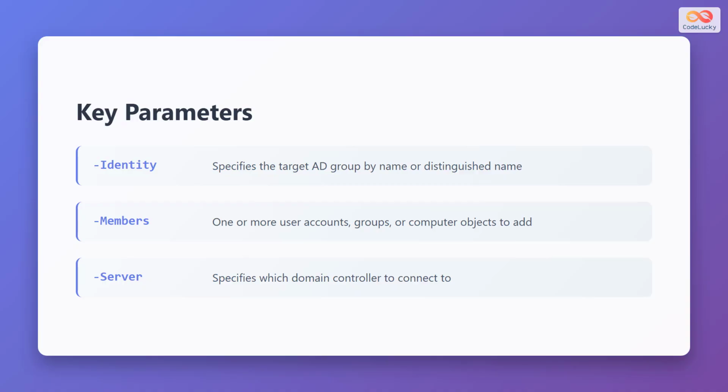There are three key parameters you should know when working with Add-ADGroupMember. The identity parameter specifies the target Active Directory group, and you can provide either the group name or its distinguished name. The members parameter accepts one or more user accounts, groups, or even computer objects that you want to add to the group. Finally, the server parameter is optional and lets you specify which domain controller to connect to. This is useful in environments with multiple domain controllers, or when you need to target a specific one for replication reasons.